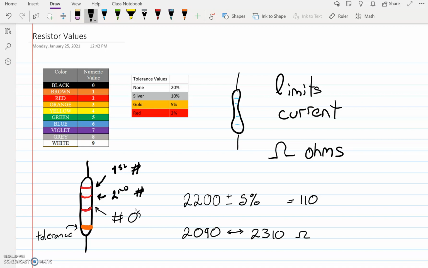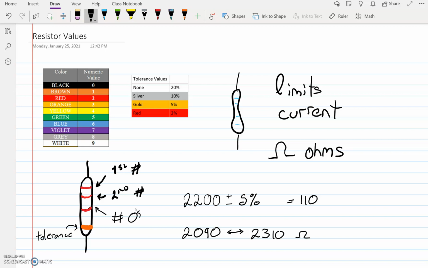Okay, so it's somewhere between 2090 and 2310. So what you have to look at is the first two bands are the first and second number. The third band is the number of zeros, and the fourth band then indicates the tolerance. So the value of this resistor is 2,200 plus or minus 5% tolerance, okay?